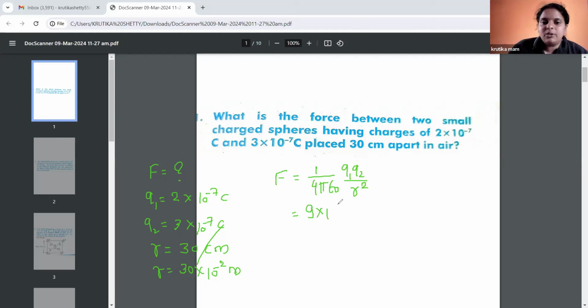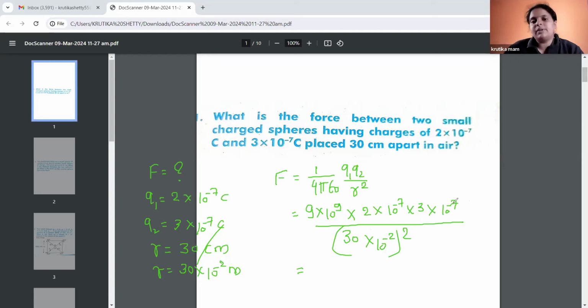It is 9 into 10 raised to 9 into Q1 into Q2. So Q1 into Q2, that is 6 into 10 raised to minus 14, divided by R square. So R square is 30 into 10 raised to minus 2 whole square. Okay, so first we can simplify the powers. Here we have 10 raised to 9, 10 raised to minus 7, 10 raised to minus 7. So minus 7 and minus 7 gives minus 14. Minus 14 plus 9, you will get 10 raised to minus 5.